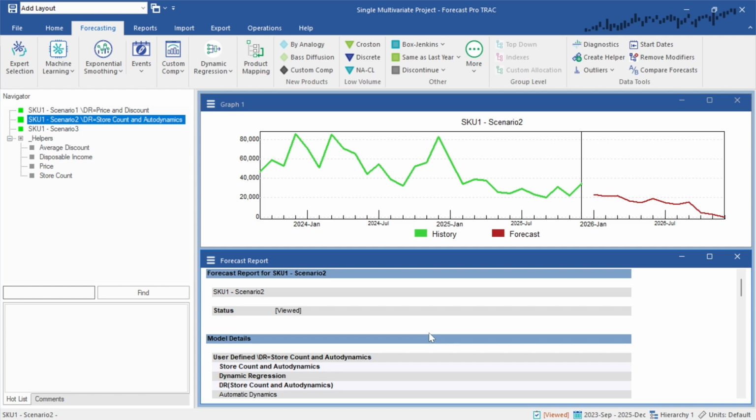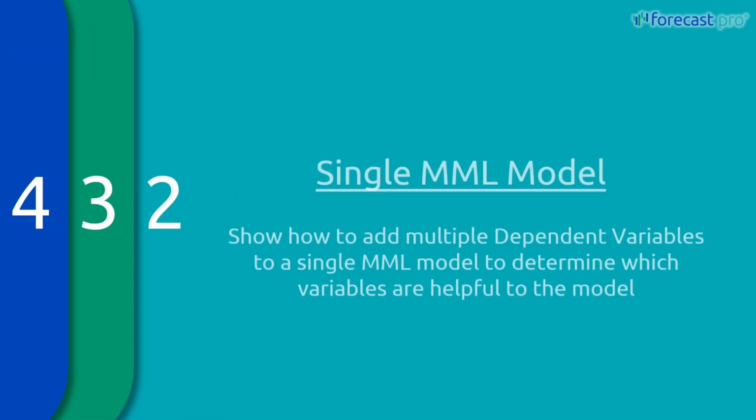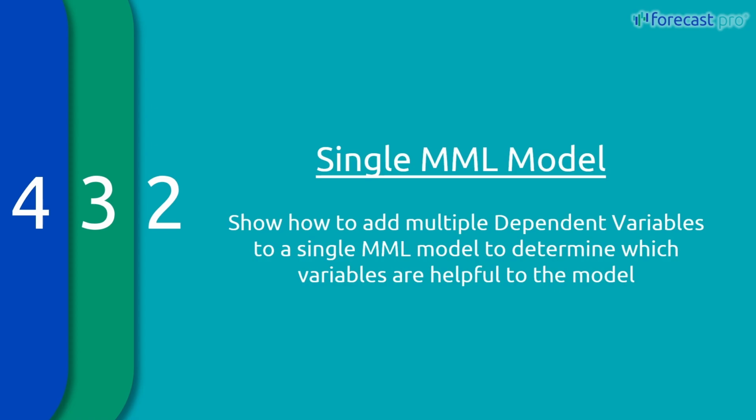So here's one of the big reasons that we would use a multivariate model is that we have the ability to come in here, and if we know our store count is going to go down or if our pricing is going to go up, it's going to have an impact on our forecast, and we can build that into the model itself. We just saw a single regression model, so now let's look at a single multivariate machine learning model, how we would add different driver variables to it, and how the model itself will spit out the results.